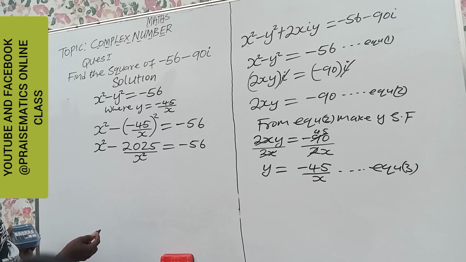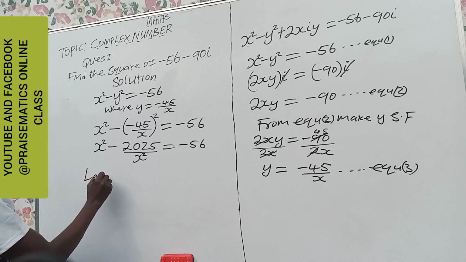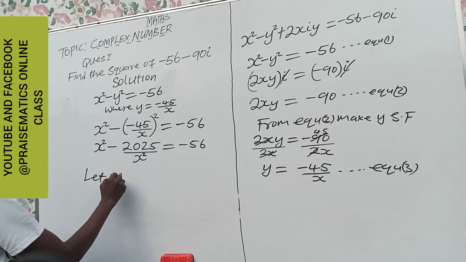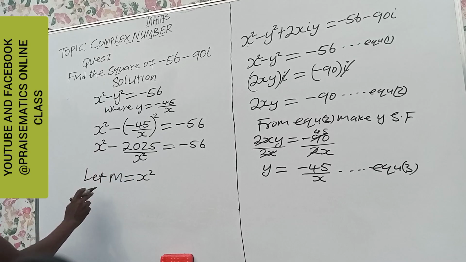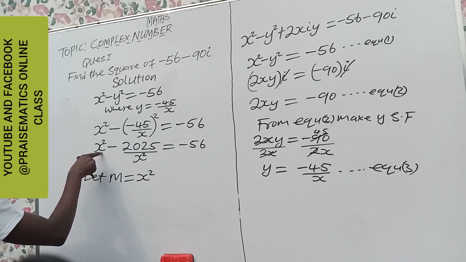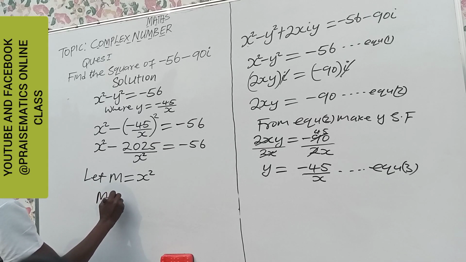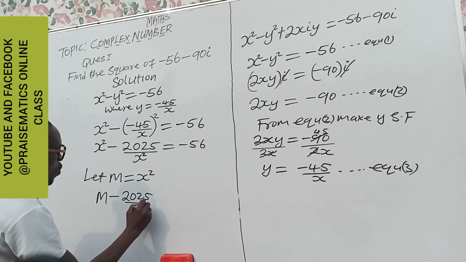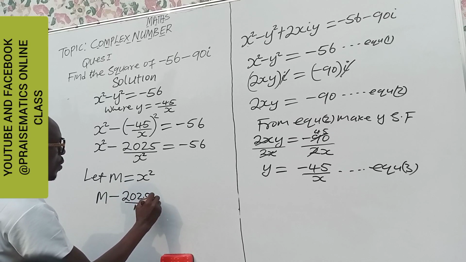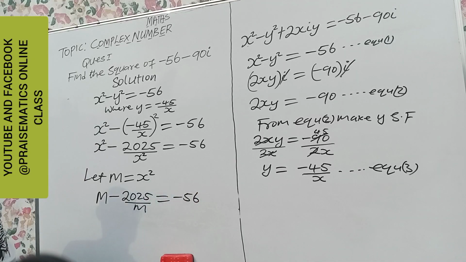So what do we do here? Let us reduce this. Let's just say let m be equal to x squared. If m is equal to x squared, from this equation we have m squared minus 2025 over m is equal to minus 56. What do we do again?